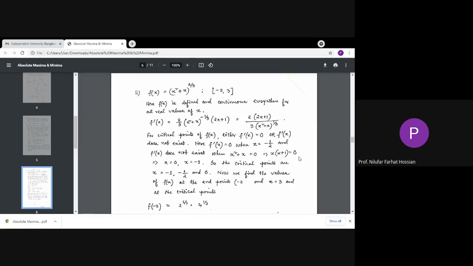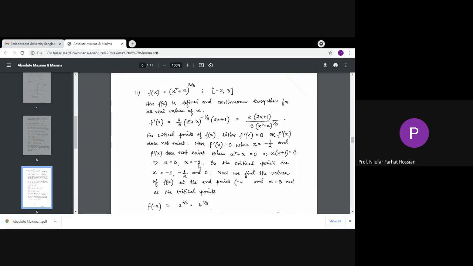You see, the original function was continuous for all values of x. So this x equal to 0 and x equal to minus 1 can be a critical point of this function. And again, you have to check whether these 2 points are lying in this interval. Yes, x equal to 0 and x equal to minus 1, both the points are lying in this interval. So for this particular map, you have 2 critical points, x equal to 0 and x equal to minus 1.